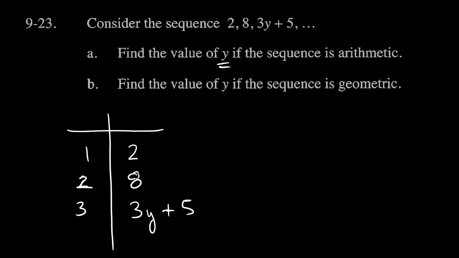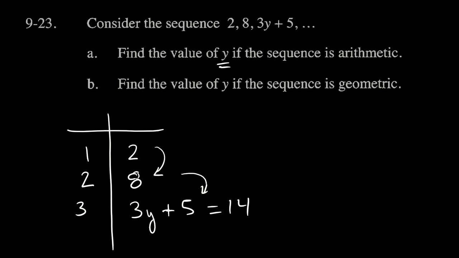Okay, so if this sequence is arithmetic, that means that I'm growing by adding the same thing repeatedly. So if I'm going to go from 2 to 8 via addition, that means I'm adding the number 6. And if I want to do that jump one more time, I need to add another 6, and 8 plus 6 would be 14. So that means this term would have to equal 14.